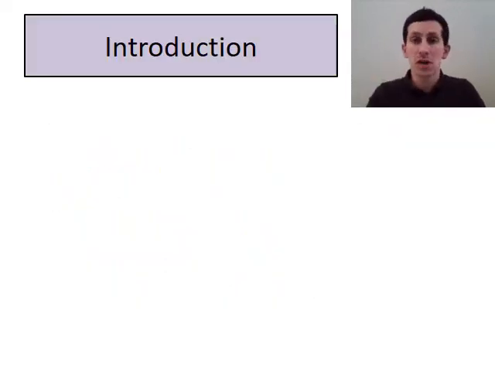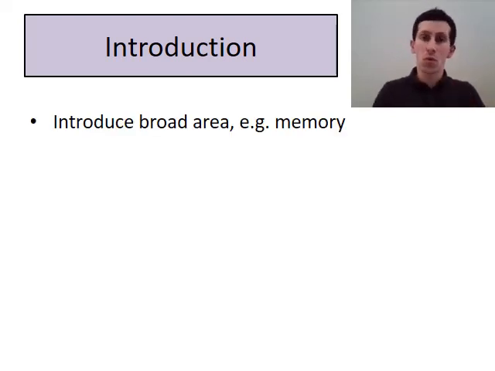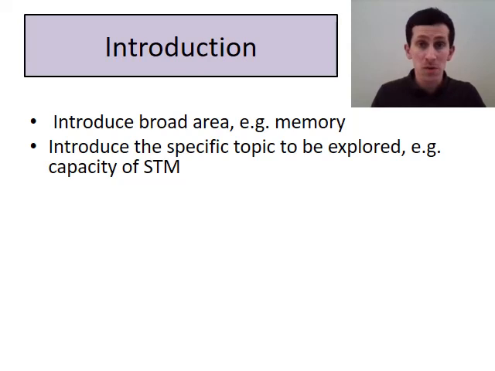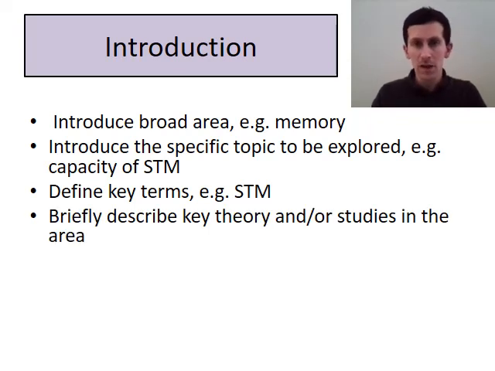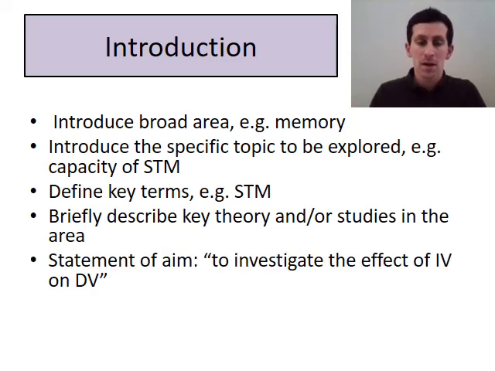So you've read the abstract and you decide to keep reading. Next you come to the introduction of the paper. And the introduction gives you a very broad introduction to that specific area. So it might be a memory paper, a study on memory. It gives you a broad introduction into the research done on memory. It might introduce you to specific topics such as the capacity of short-term memory. And it will define any key terms for the reader. It also describes any key theories and any key studies done in that particular area, like memory. But also it will state the aim of the paper, for example, to investigate the effect of the IV on the DV.